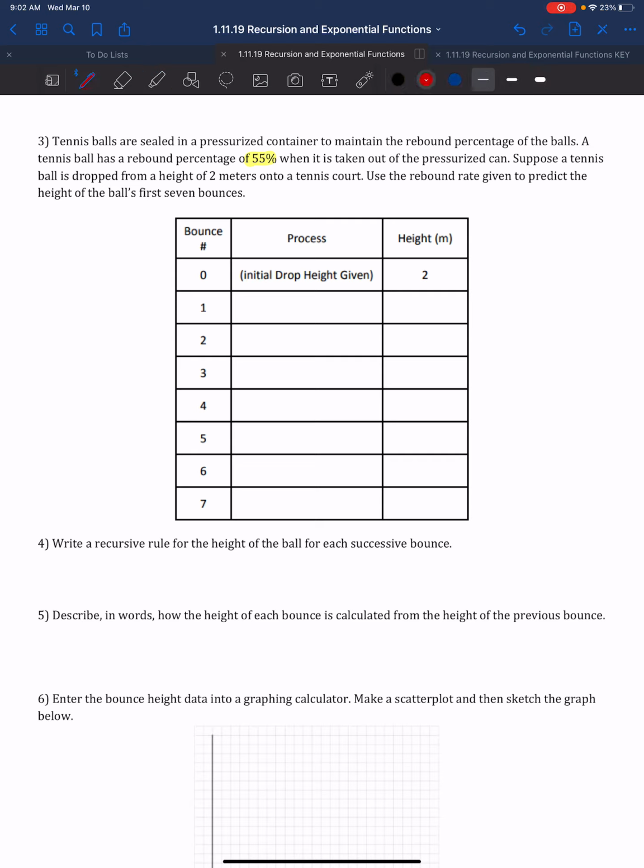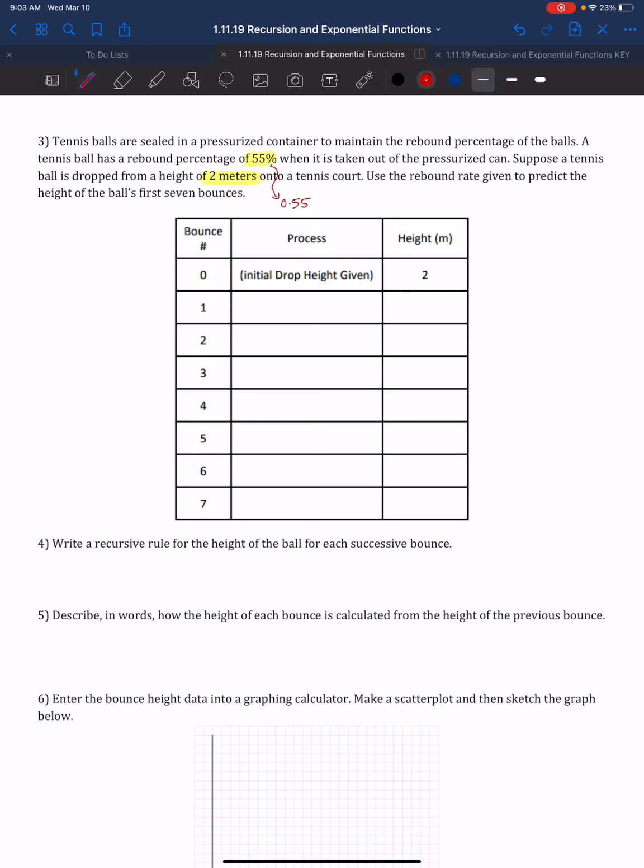And just to note, 55% is the same thing as 0.55, okay? Now it says when it is taken out of the pressurized can. Suppose a tennis ball is dropped from a height of 2 meters onto a tennis court. Use the rebound rate given to predict the height of the ball's first 7 bounces. So I need to predict the height of each of these bounces. I know that the starting height is 2 meters and the rebound percentage is 55%.